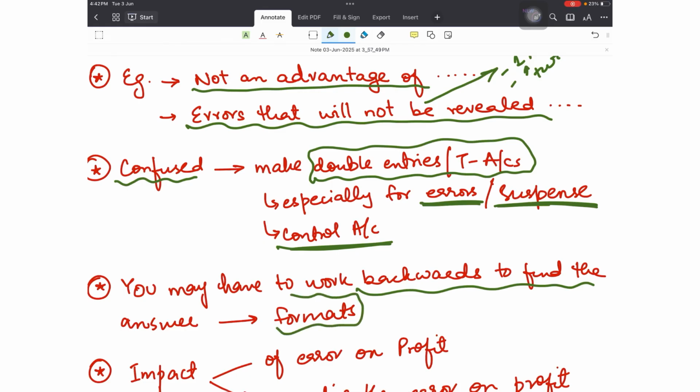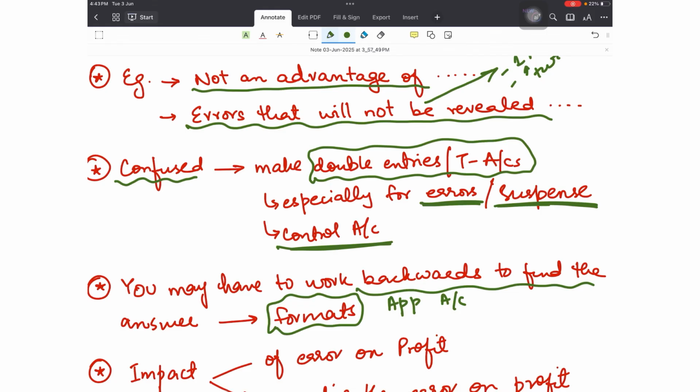So for that, revise the formats. For instance, partnership appropriation account. If the residual profit is given to you, profit for the year is also given to you, you have to find out interest on drawings, so you have to work backwards.